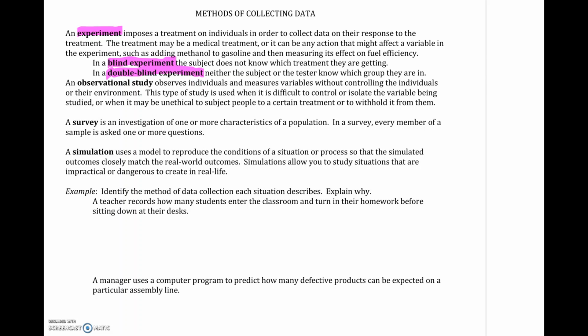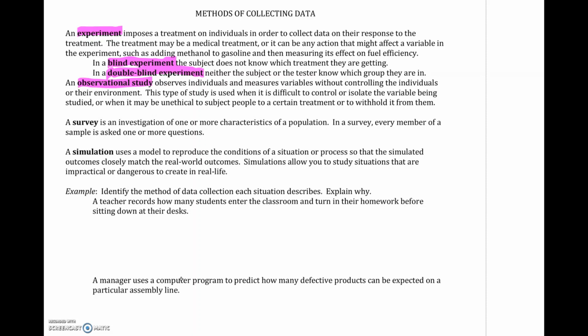Okay. Next, we have an observational study. And what does this do? This observes individuals and measures variables without controlling the individuals or their environment. So you're just sitting back and seeing people or animals or whatever in their natural state. Like, how would they act without you giving them any guidance? You're just making observations, and you measure the variables without controlling the individuals. This is often used when it's difficult to control or isolate the variable being studied, or when it might be unethical, especially when you're dealing with people or animals, to do certain treatments or withhold them.